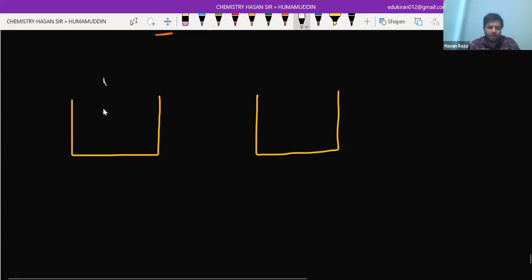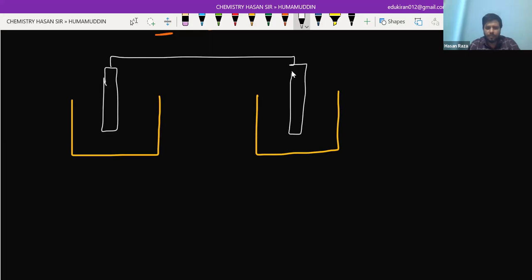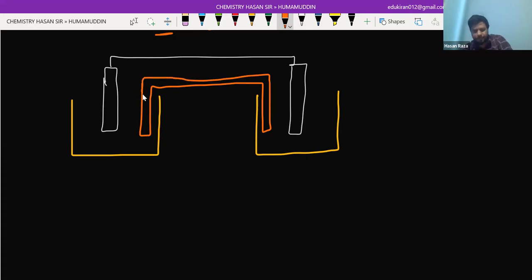I was talking about something like this. We need to draw this again. See, this was the scenario. Right? Now, what I was telling you is about the salt bridge. Actually, it maintains the potential as well as the neutrality, which extends the life of a battery or cell. So see how it works.